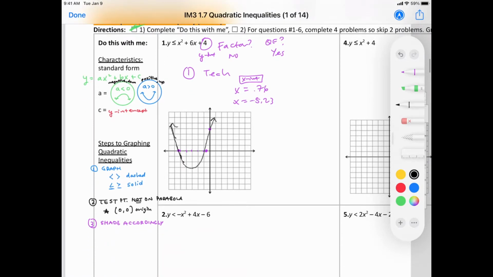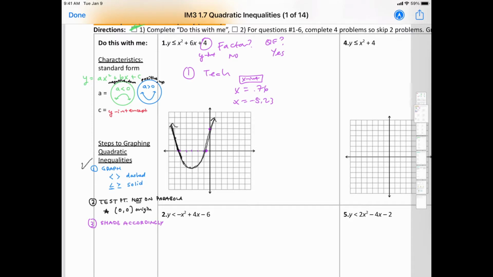Okay, so what have we done so far? We've graphed it. I know that it's going to be a solid line because it has an equal sign below. It is solid here because it has an equal sign right here. Solid.